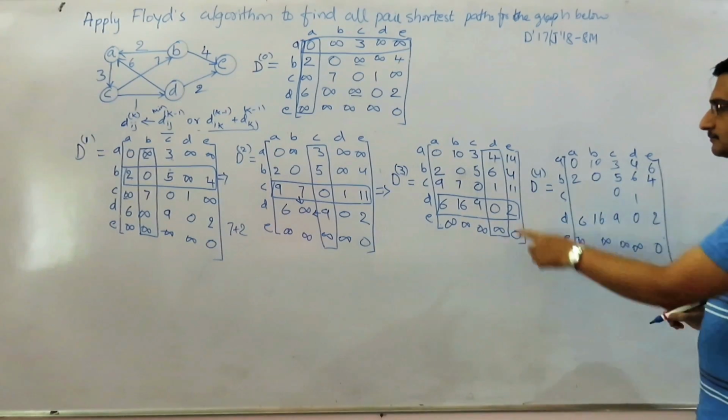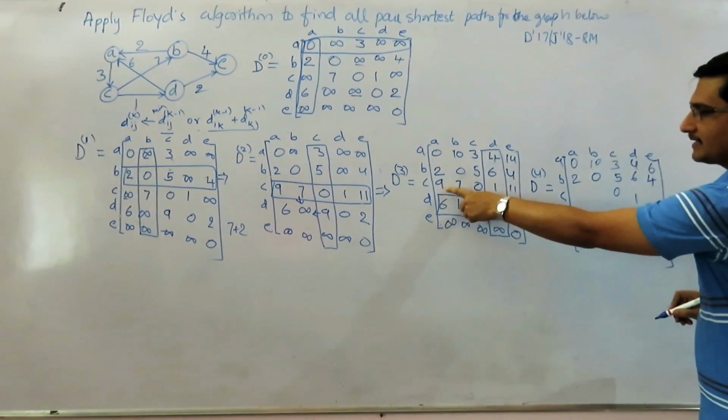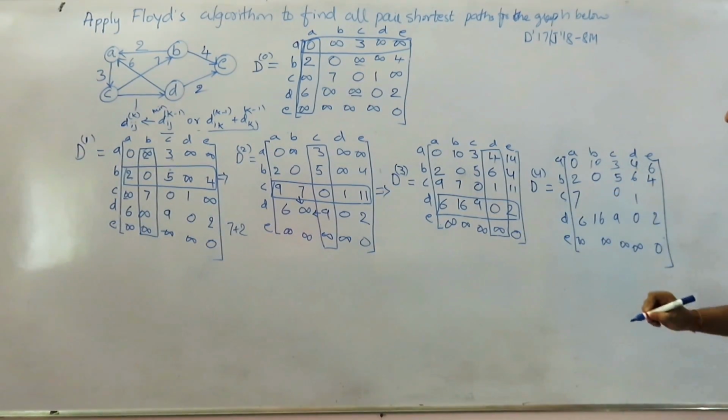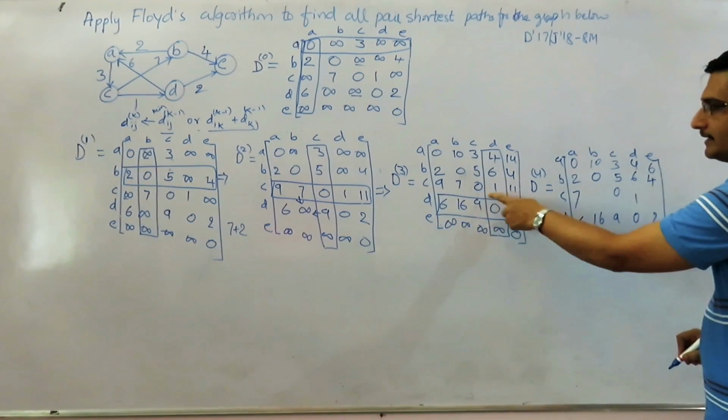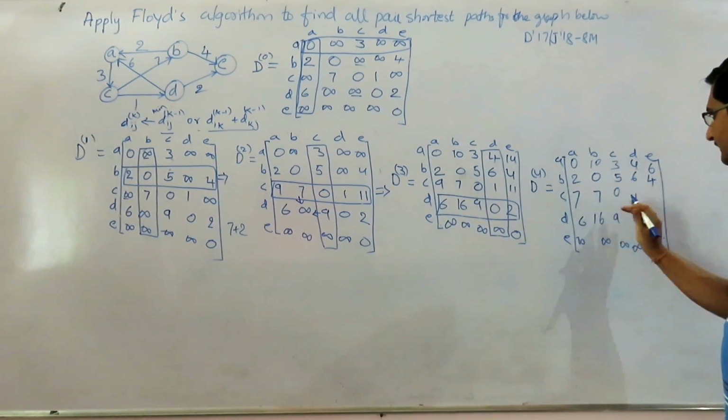Next, this is 1, this is 6, 6 plus 1 is 7, the earlier entry is 9, 9 is greater than 7, so we have to go for 7. And 16 plus 1 is 17, the earlier entry is 7, 7 is the left, 7 is minimum, so we will go for 7 only.